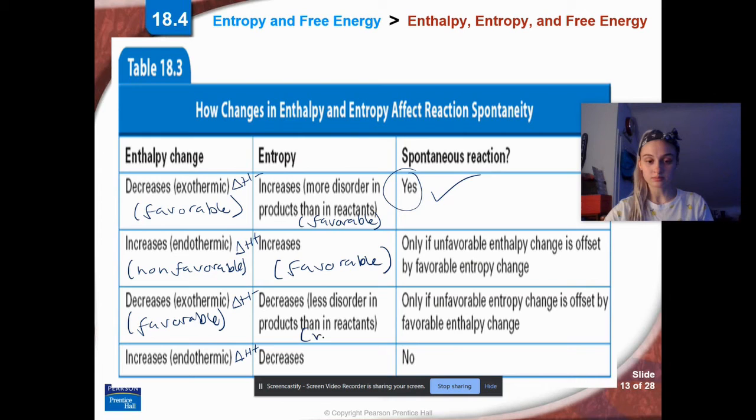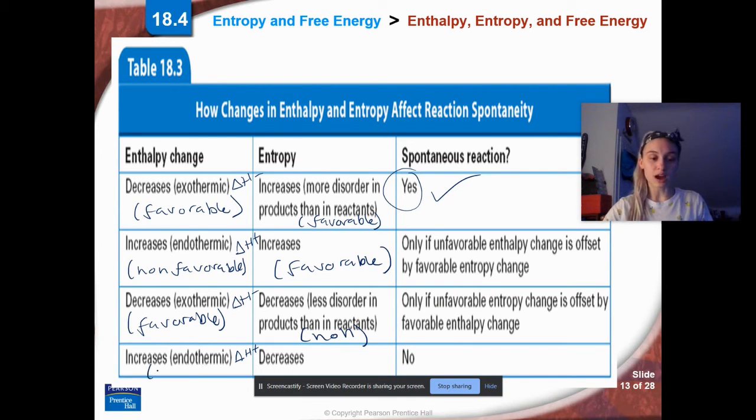And this is non. And so again, if the decrease in enthalpy overshadows the decrease in entropy, then we'll have a spontaneous reaction. So again, only if the unfavorable entropy change is offset by a favorable enthalpy change, just like those graphs that we just looked at.